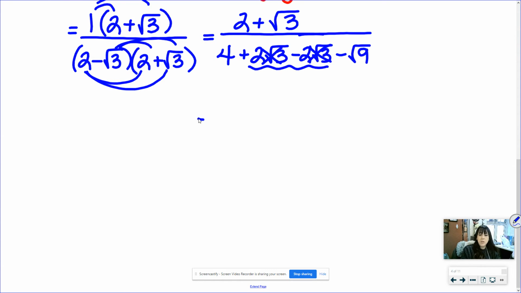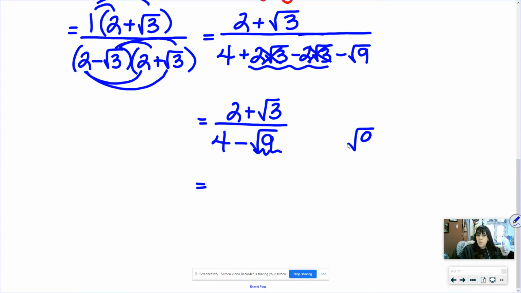Okay, so let me set this up and show you where we're at right now. We have 2 plus radical 3 on the top, which it's okay to have a radical on the top. And then the bottom is 4 minus radical 9. Now, right now I still have a radical in the denominator, so we're not done. However, the radical that I have in the denominator is what we call a perfect square, okay? Radical 9 is actually just equal to 3. So I can finish this problem by simplifying that radical on the bottom.